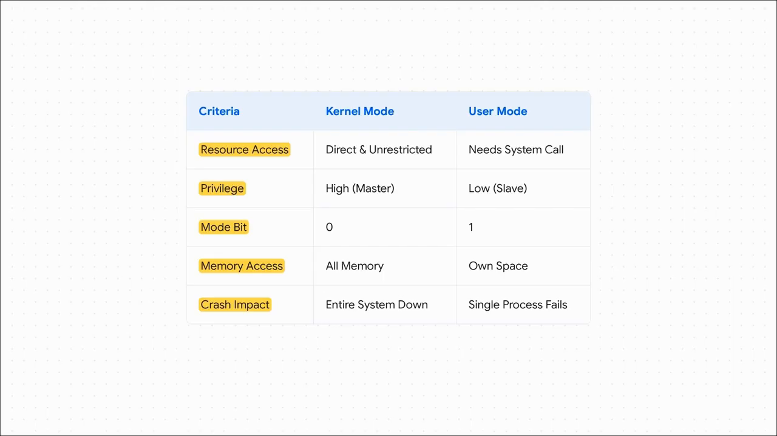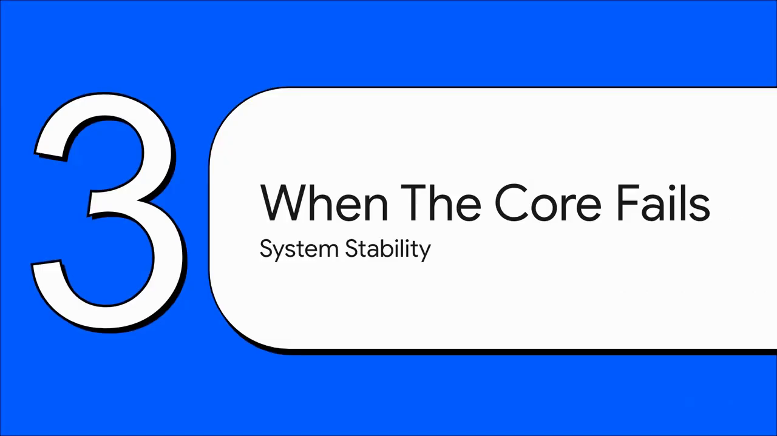But on the right, user mode is the slave. Its mode bit is 1, and it's stuck in its own little memory sandbox. But just look at that bottom row. Impact of a crash. That is the most important difference of all. A screw-up in user mode is contained. A screw-up in kernel mode is game over. And that leads us perfectly into our next section.